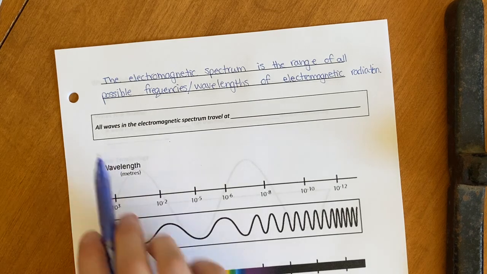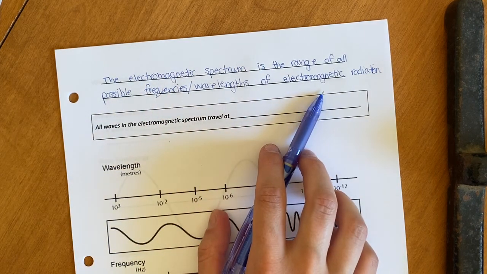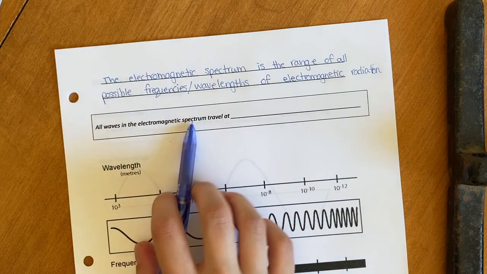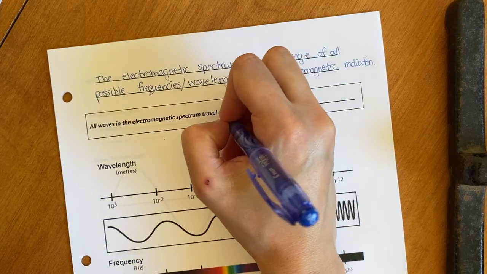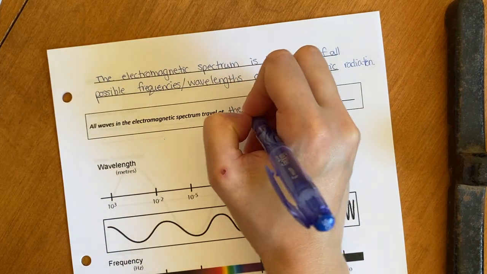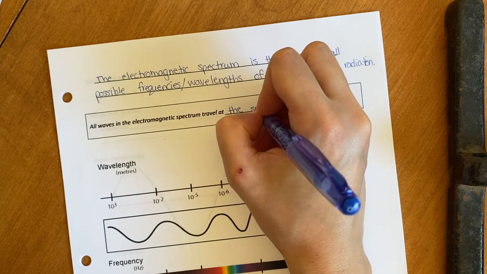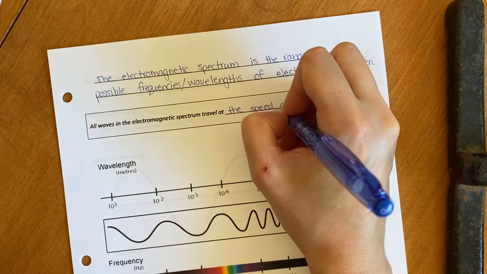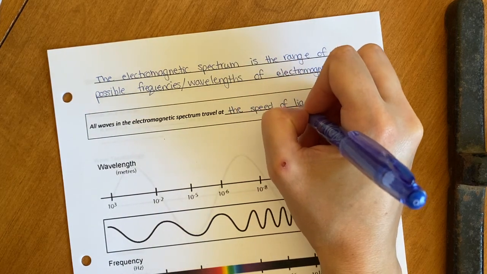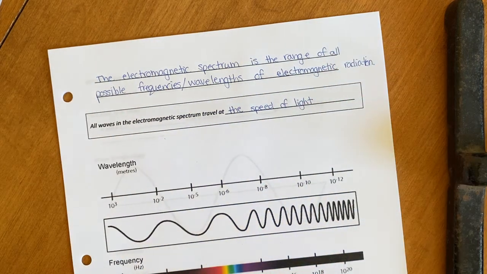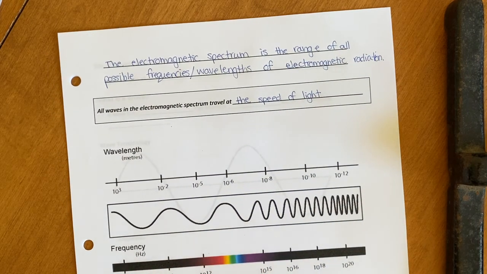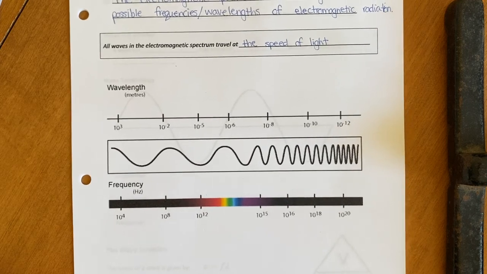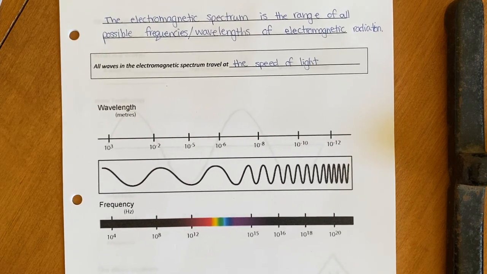Okay, and all electromagnetic radiation, no matter the wavelength, always travels at the speed of light, which we're going to talk a bit more about in a minute. So you hear people talk about the speed of light, the fastest thing. So here is our electromagnetic spectrum.